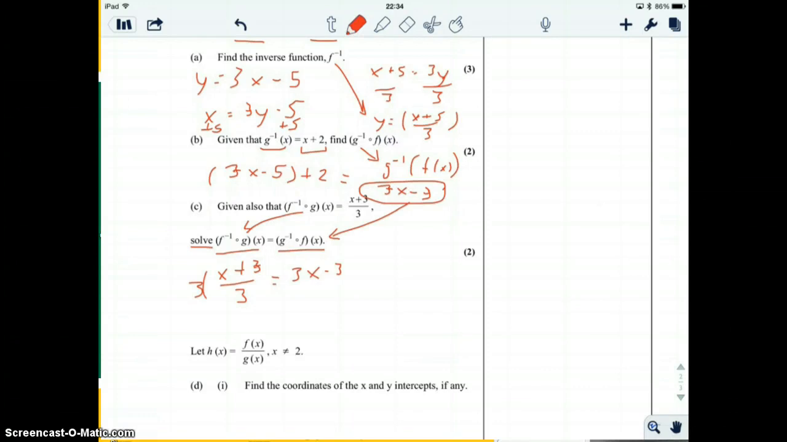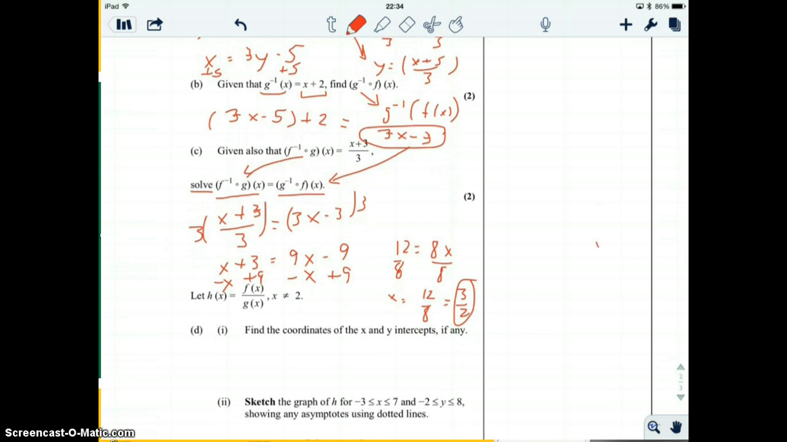So we're going to multiply both sides by 3, and we'll get x plus 3 equals 9x minus 9. And then we're going to put x's together, so we're going to subtract x from both sides. We're going to put the constants together, so we're going to add 9 to both sides, and we're going to end up with 12 equals 8x. Then we divide both sides by 8, and we get x equals 12 divided by 8, which is also equal to 3 halves, which is our answer, x equals 3 halves.